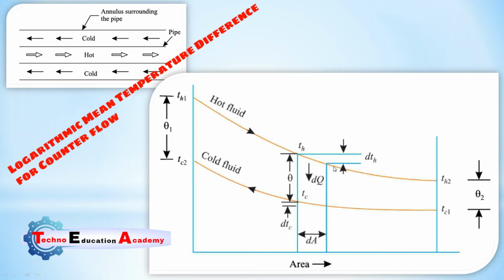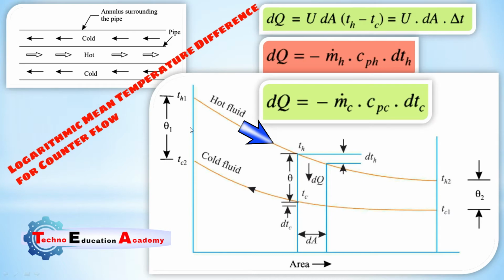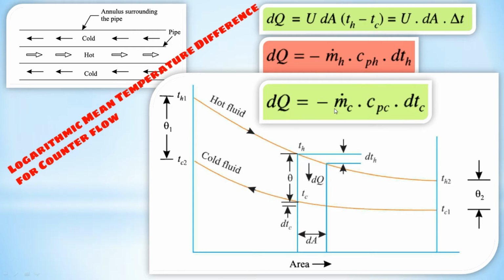At an intermediate section, we consider a small strip of area dA, and temperature difference theta. TH and TC are the intermediate temperatures for hot fluid and cold fluid. Here you can see the direction of hot fluid from left to right. The temperature of the hot fluid decreases along the length of the heat exchanger. Same for the cold fluid; in this direction, the temperature of the cold fluid also decreases. So the heat transfer for hot fluid and cold fluid we consider negative.